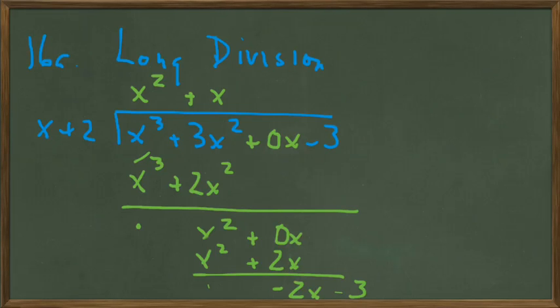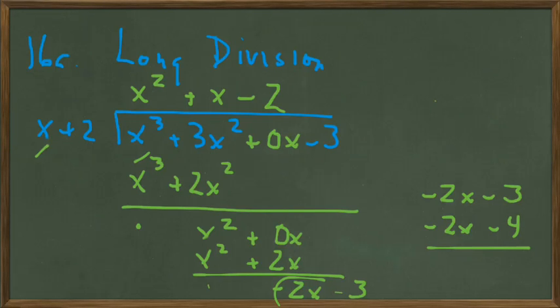and we divide highest degree term outside into highest degree term inside. That gives us a minus 2. When we multiply back, minus 2 times x, minus 2x, minus 2 times minus 2, minus 4, subtract 0 in column 1, minus 3, minus 4 is 1.